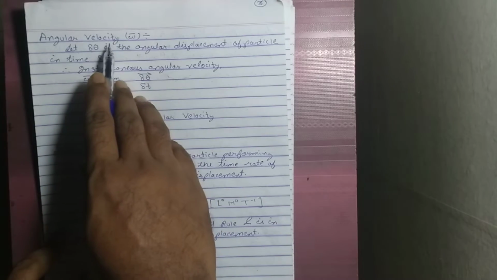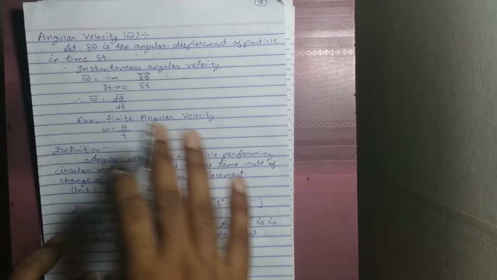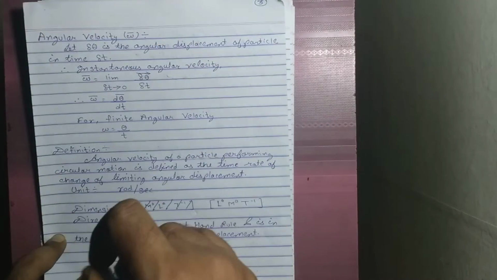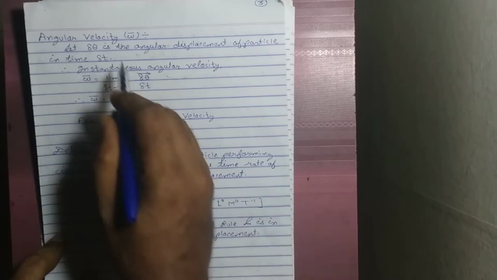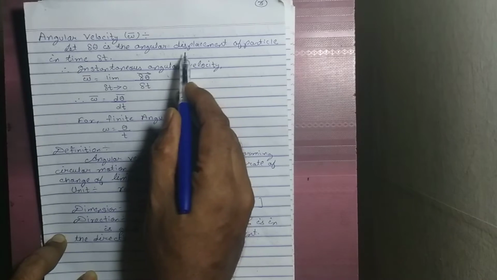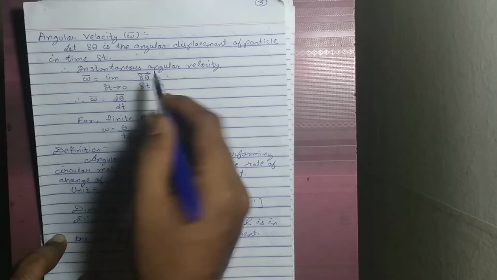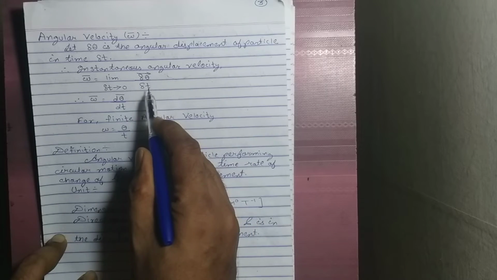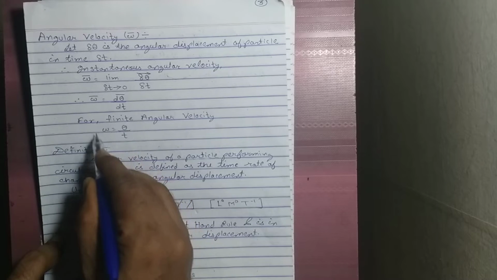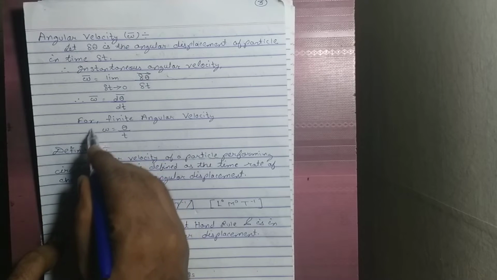What is the general formula of velocity? Distance upon time. That is for linear velocity. If it is angular velocity, the distance is going to be replaced by the displacement. That is what? Angular displacement. And time remains as it is. So students, from the formula we can see, the symbol of angular velocity is what? Omega.